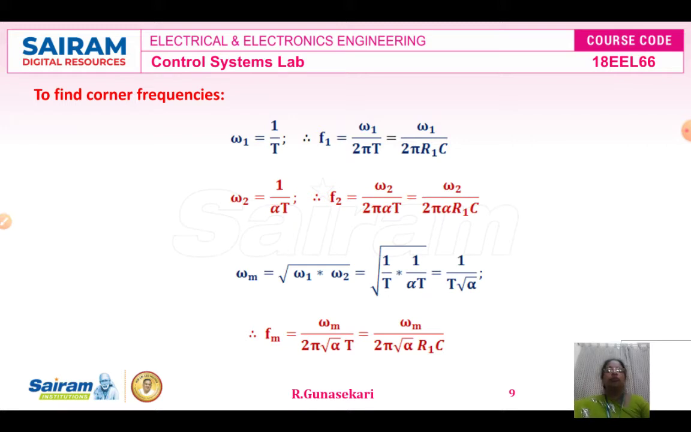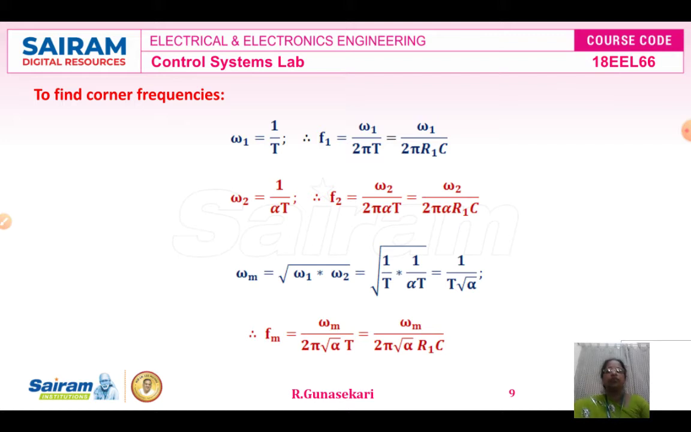Omega 1 is equal to 2 pi f1. Therefore, f1 is equal to omega 1 divided by 2 pi. But T is equal to R1 into C. So, therefore, F1 is equal to omega 1 divided by 2 pi R1C, which is the first frequency.